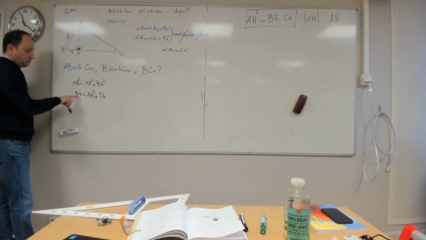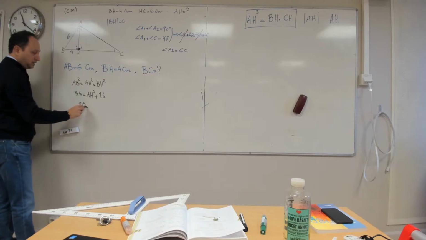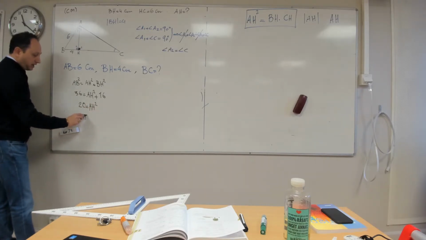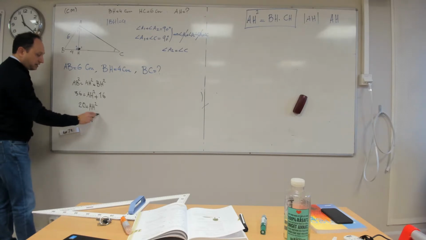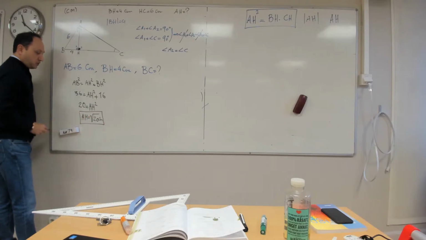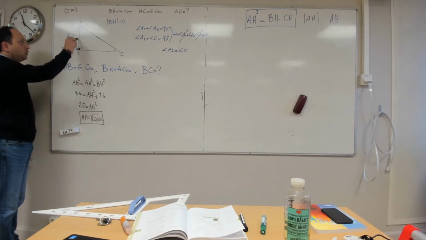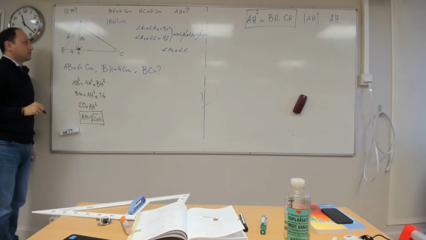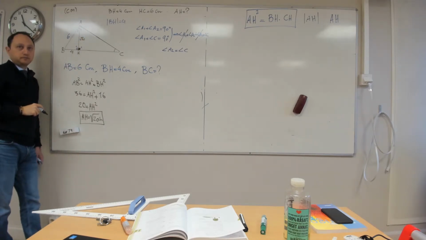And as you said, I move it to the left-hand side. 36 minus 16 is 20, which is equal to AH squared. If I want, I can calculate AH exactly, which is the square root of 20. And the units is centimeters. Okay, then. So now we know this. So it means that I can take this one and write it here in front of my eyes. Okay. Should I continue? Yeah.